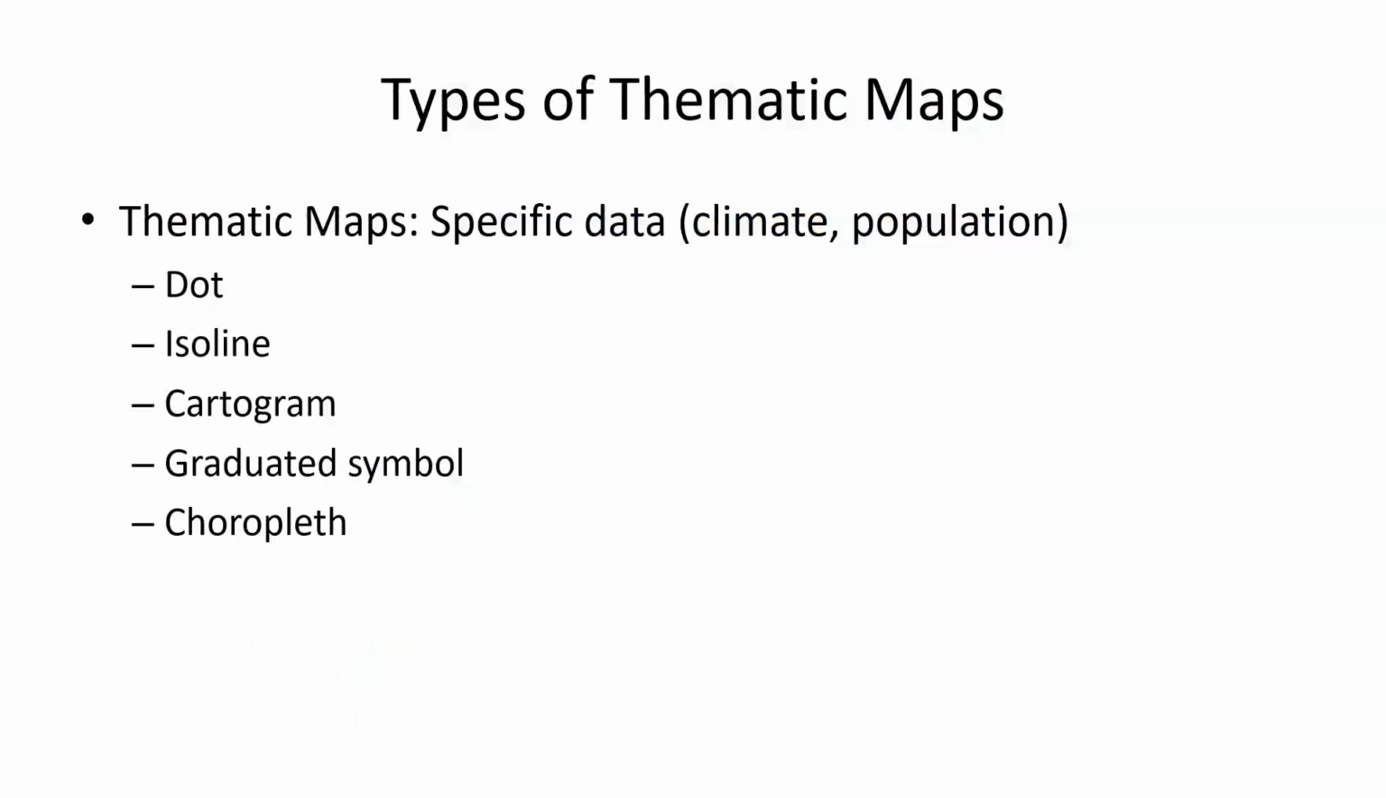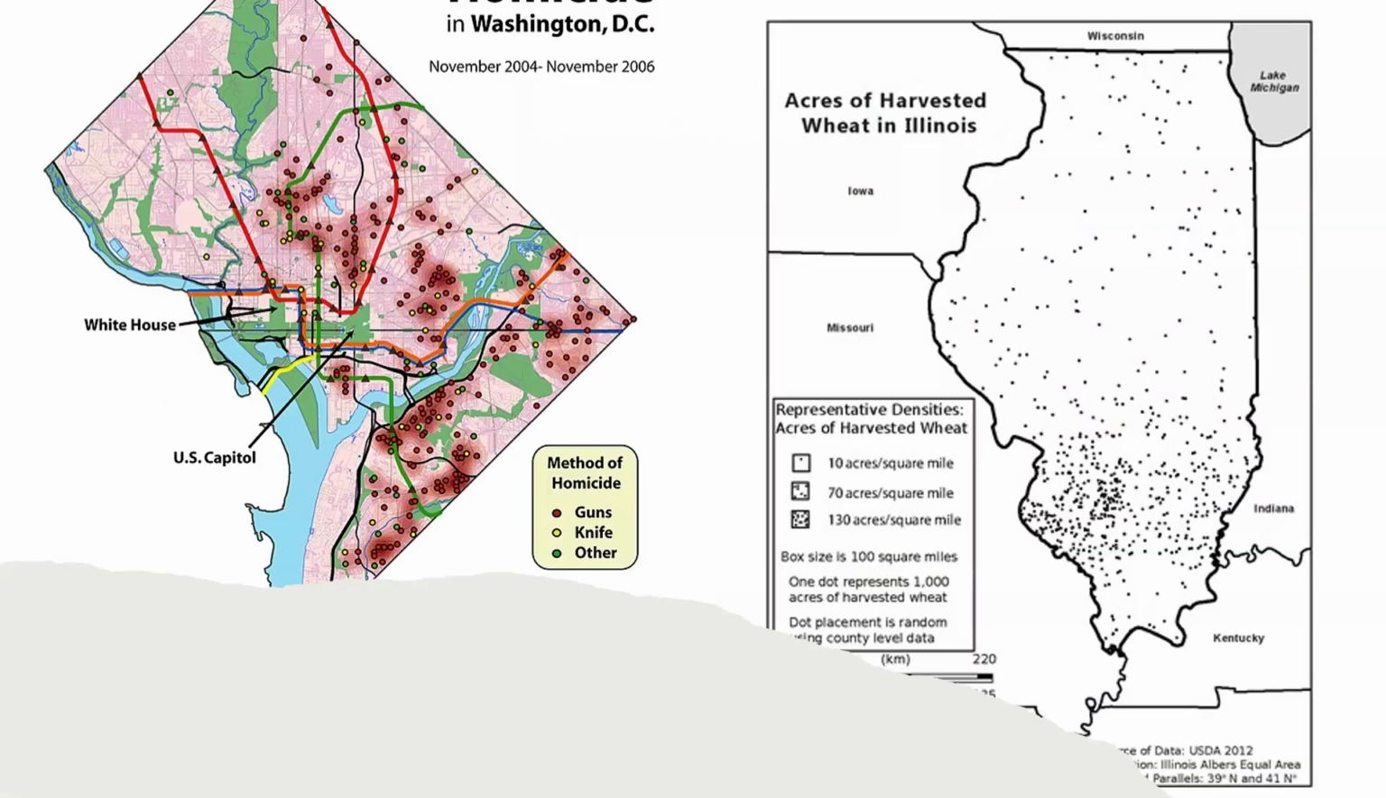So we have a lot of different types of thematic maps. Remember, this is where we're going to put data on top of what we're learning about. We have dot maps, isoline maps, cartograms, graduated symbol, and choropleth.